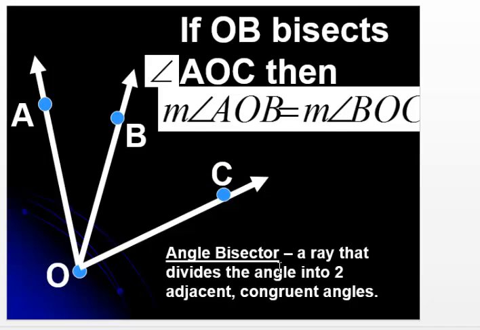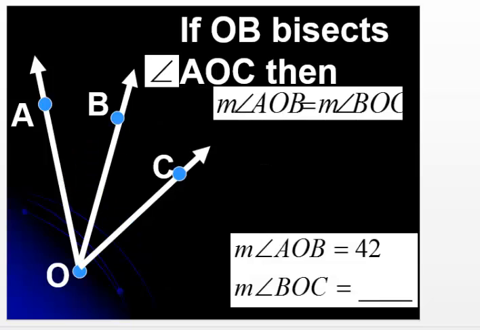The next word we have is an angle bisector. An angle bisector is a ray that divides the angle into two adjacent and congruent angles. These angles definitely do not look congruent to me, but I'm telling you they're congruent. I'm telling you that AOB and BOC are congruent. You denote that with arcs inside of them, meaning if this one is 30, then this one is 30. Angle bisector cuts the angle into two equal parts.